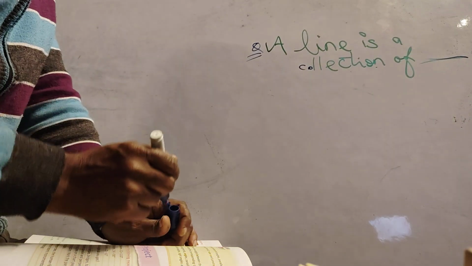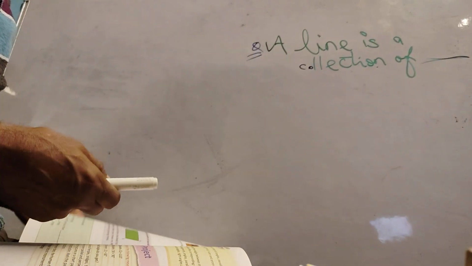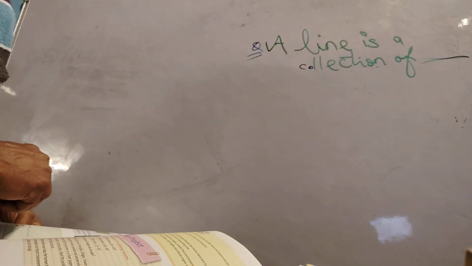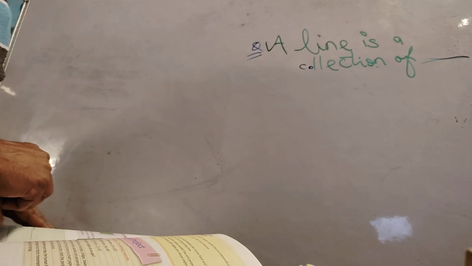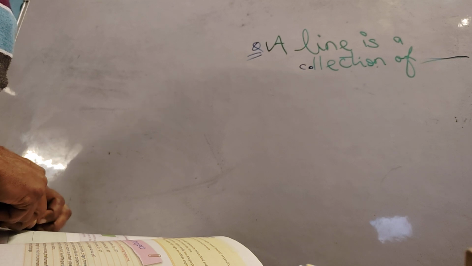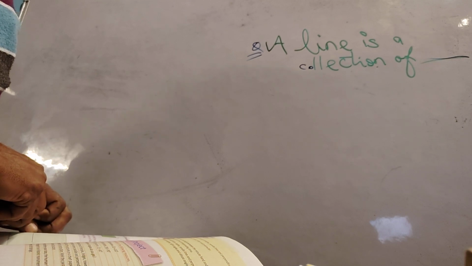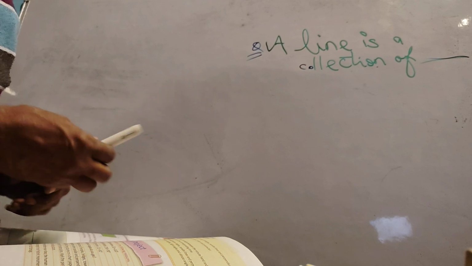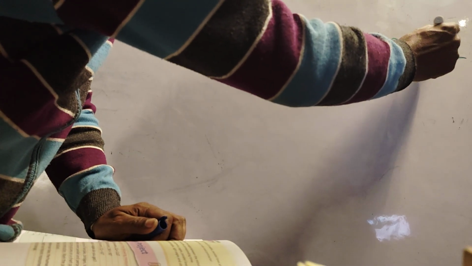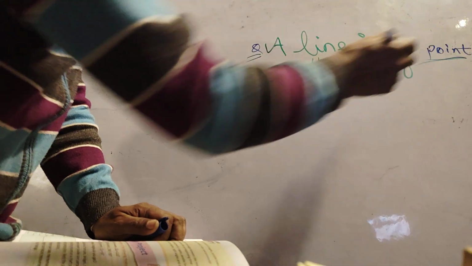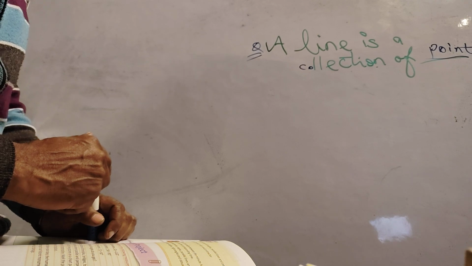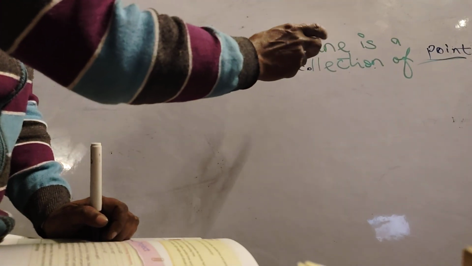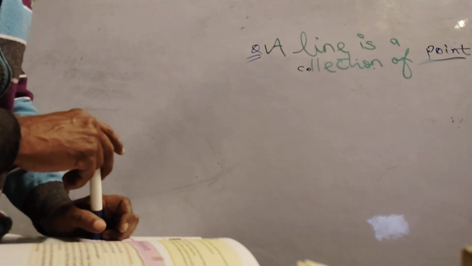This is geometry, so one geometry word we can fill here: line segment, ray, point, circle. So here the answer is point, because point is the smallest of all of these in geometry, and in a line there is a collection of many points.